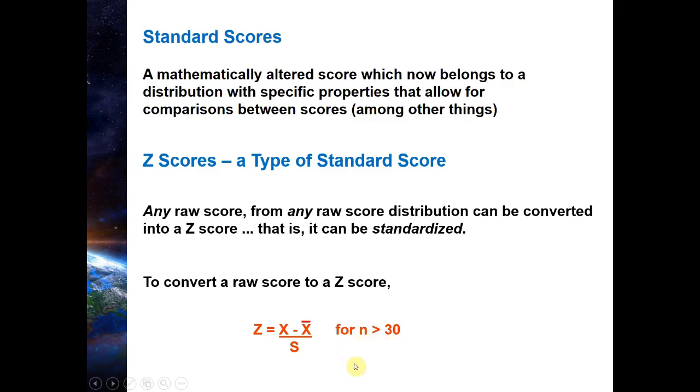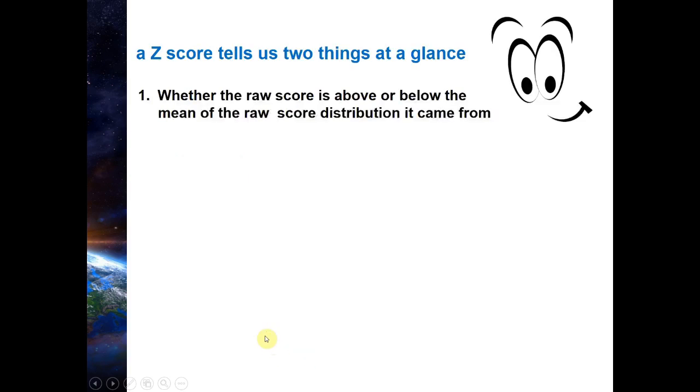But as long as you have a decent sample size, again, take your raw score, subtract the mean of the distribution it came from, and divide by the standard deviation. And then you get Z. Pretty easy, right? Now, when you see a z-score, you know two things instantaneously. The first thing you know, just by glancing at a z-score, is whether the raw score it originated from was above the mean of its distribution or below the mean of its distribution.